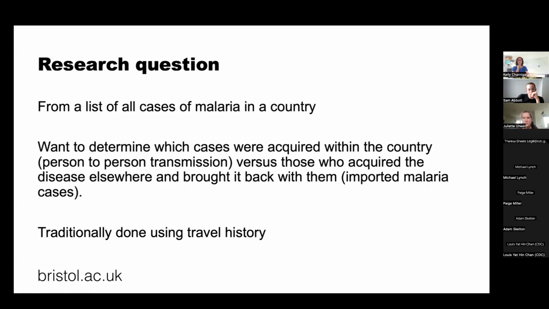You can do this with genetics. You can sequence the malaria, but this is expensive, so very rarely done. Although there is new technology now, which is making it cheaper. But people still are doing this kind of separation using travel history. So we're looking at, can we answer the same question using modelling? Can we work out what proportion of cases in the line list are imported versus locally acquired?